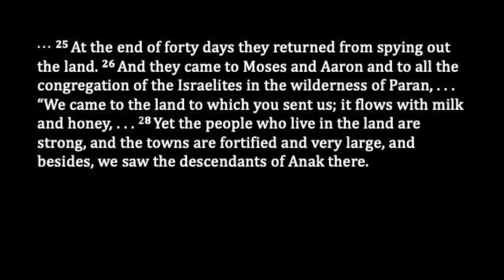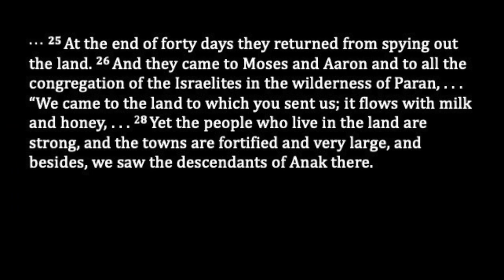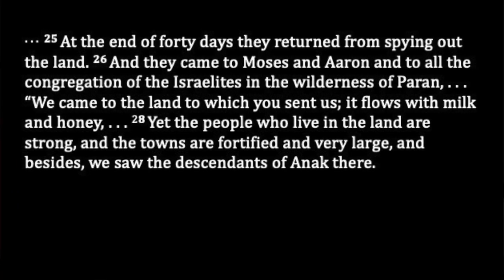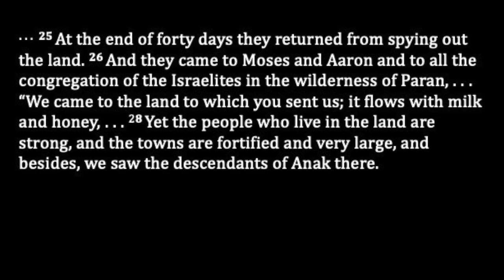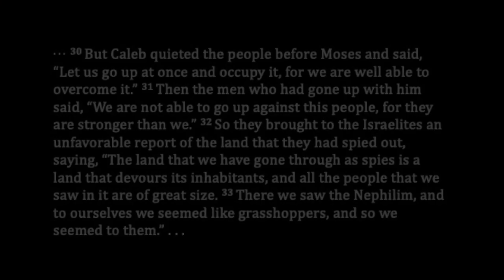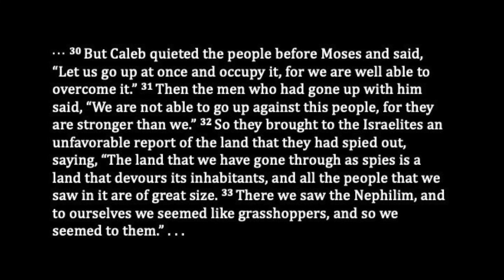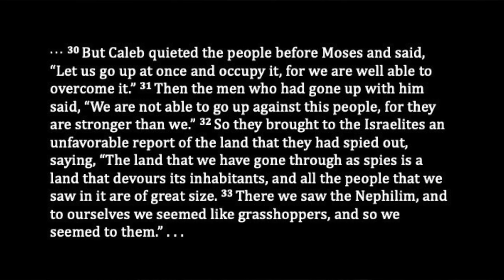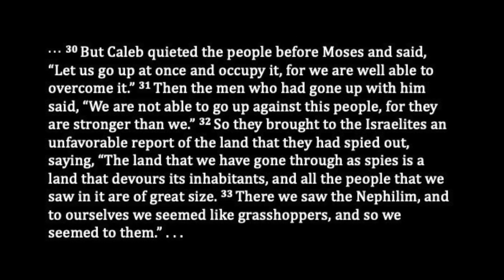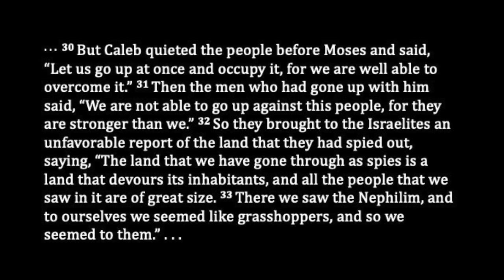"We came to the land to which you sent us. It flows with milk and honey. Yet the people who live in the land are strong, and the towns are fortified and very large, and besides, we saw the descendants of Anak there." But Caleb quieted the people before Moses and said, "Let us go up at once and occupy it, for we are well able to overcome it." Then the men who had gone up with him said, "We are not able to go up against this people, for they are stronger than we."